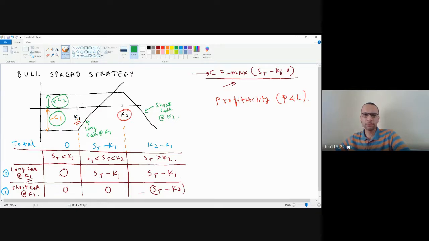So does this sound okay? Any questions so far? Okay. All right. So this was the bull spread strategy. So once you note this down, let me know. Then I'll erase the board and I'll draw the next strategy. So I think roughly 4 or 5 strategies more, and we can follow a similar approach.